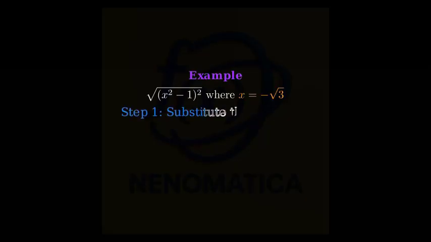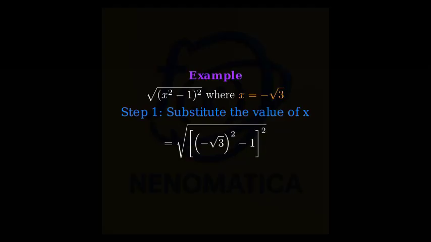We need to evaluate the expression when x equals negative square root of 3. Let's solve this step by step. First, we'll substitute x equals negative square root of 3 into our expression. Next, let's simplify the square of negative square root of 3. Remember that when we square a negative number, we get a positive result.